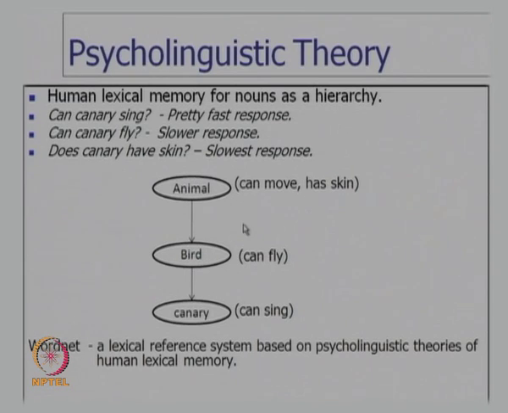So, there is a lot of evidence to say that the nouns in human memory are organized as a hierarchy, which is why we have a fast to slower to slowest response in answering these three questions. So, the time for response cannot be explained unless we have this hypothesis that the nouns are organized as a hierarchy. So, from this one can now take a look into the Wordnet lexical knowledge base, and it is a lexical reference system which is based on psycholinguistic theories of human lexical memory.